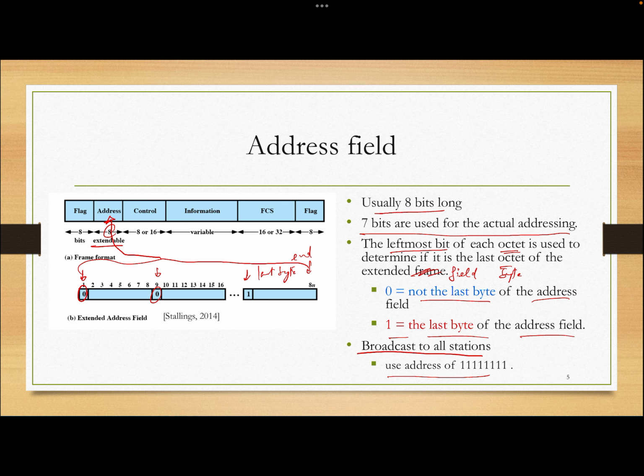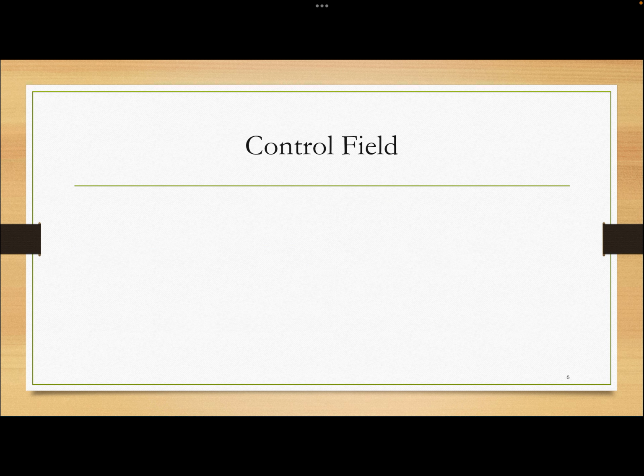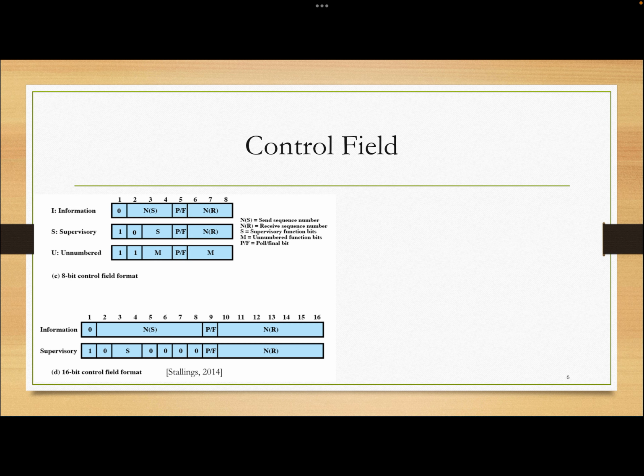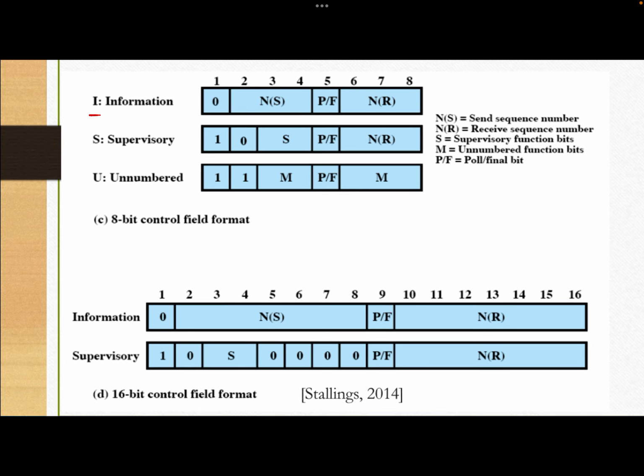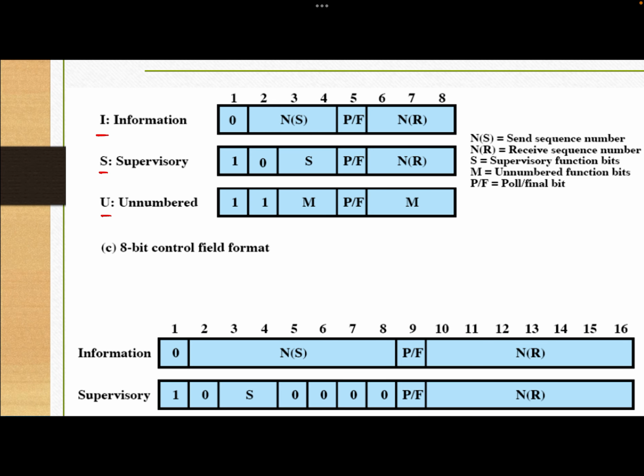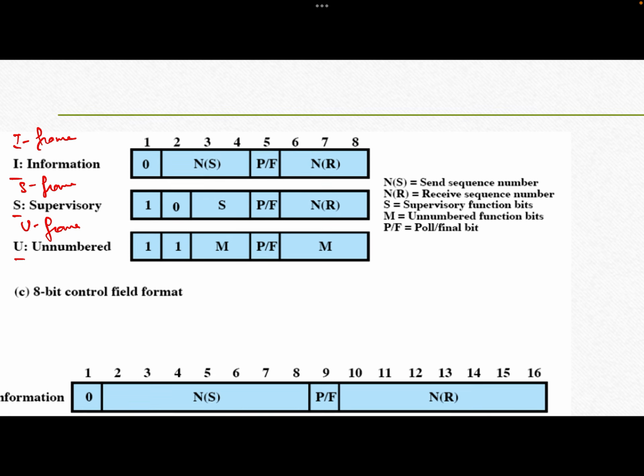Okay, so we have the flag here and the address already. Next is the control field, which has quite a bit of detail. In the control field, we have three types of frames in the HDLC protocol. In the control field, we can identify the type: information frame, supervisory frame, and unnumbered frame. We call them I frame, S frame, and U frame.